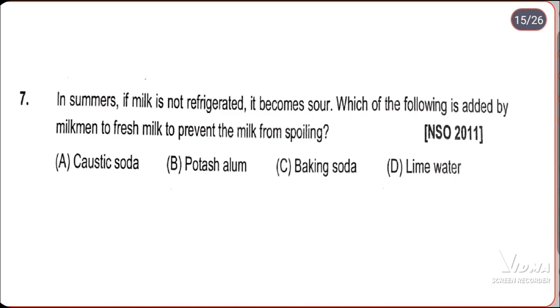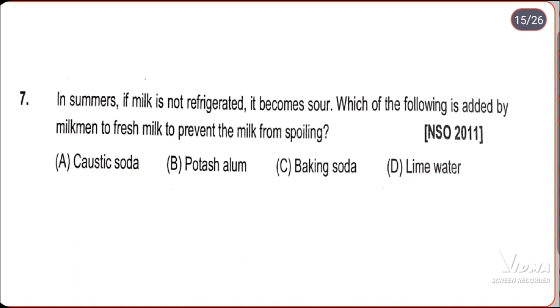Next question. In summers, if milk is not refrigerated, it becomes sour. Which of the following is added by milkmen to fresh milk to prevent the milk from spoiling? So in summers, if the milk is not refrigerated, it becomes sour and the chances are that the milk may turn sour or spoil. So to prevent that, many milkmen add dash to milk to prevent milk from spoiling. Caustic soda, potash alum, baking soda or lime water.